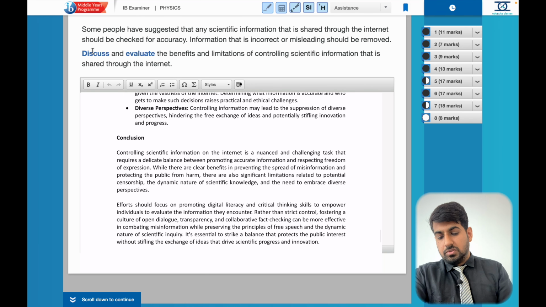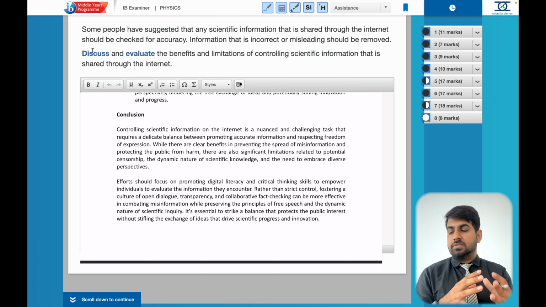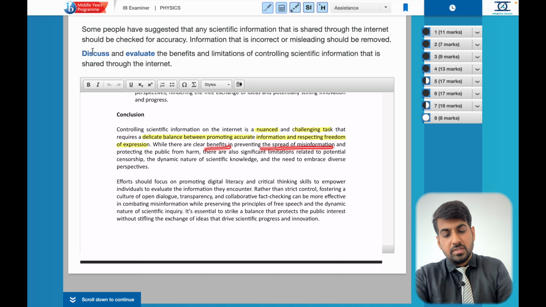Then comes the conclusion. Now the conclusion should cover both your positive benefits as well as your limitations. So controlling scientific information on the internet is a nuanced and challenging task that requires a delicate balance between promoting accurate information and respecting freedom of expression. While there is a clear benefit in preventing the spread of misinformation and protecting the public from harm, there are also significant limitations related to potential censorship, the dynamic nature of scientific knowledge, and the need to embrace diverse perspectives.